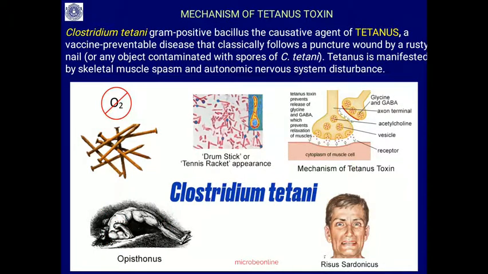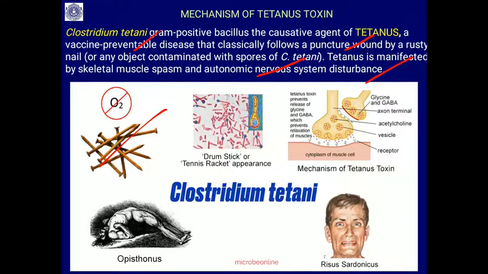Now you should not confuse it with the tetanus injection, the TT injection, that you get. This is different. That is a gram positive bacillus, the Clostridium tetani. It is the causative agent for tetanus, a vaccine preventable disease that closely follows a puncture wound, if a rusty nail hits into your leg. The spores of Clostridium tetani get introduced into your bloodstream, and that may bring tetanus.